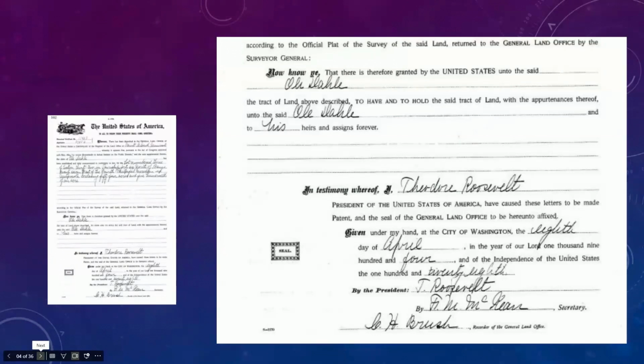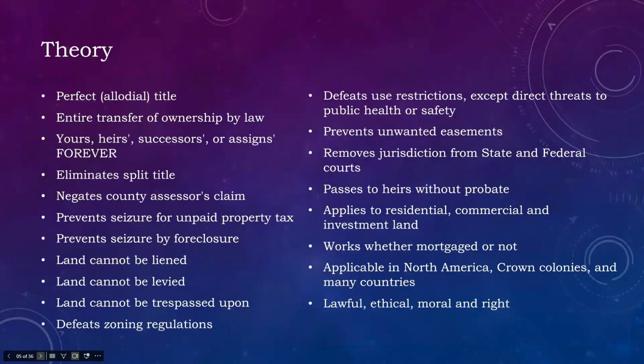All right. Signed by Theodore Roosevelt. That's pretty cool. And this is pretty typical of what land patents look like. It's pretty standard. Okay. Let's look at the next slide.